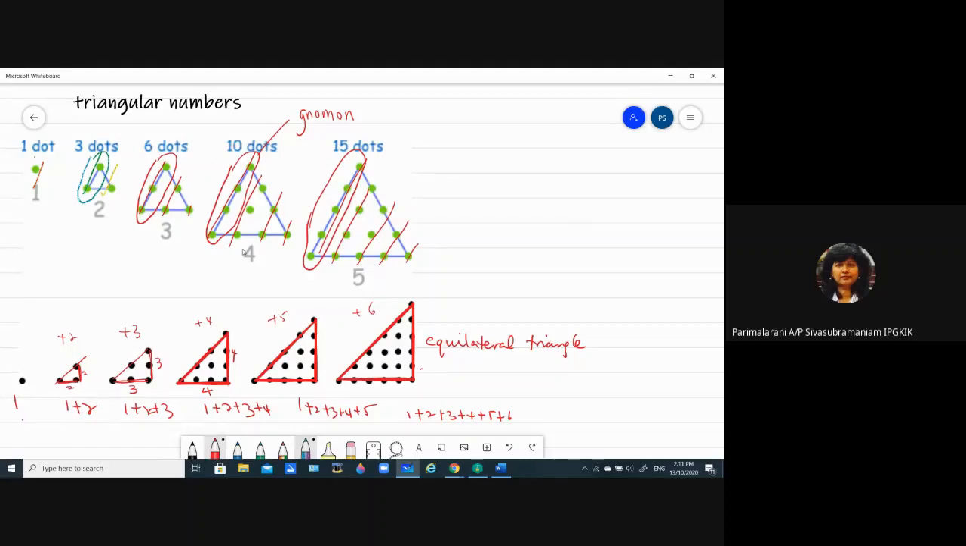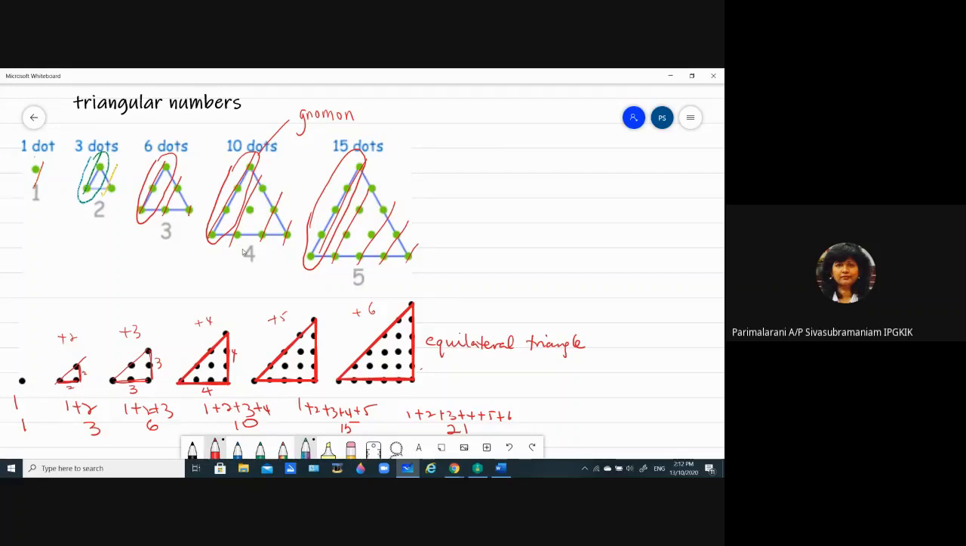So what is the number here? 1, 3, this is 6. 6, 9. Are you sure? 10. This is 10. This is 15. 15, 21. So what is the next number?